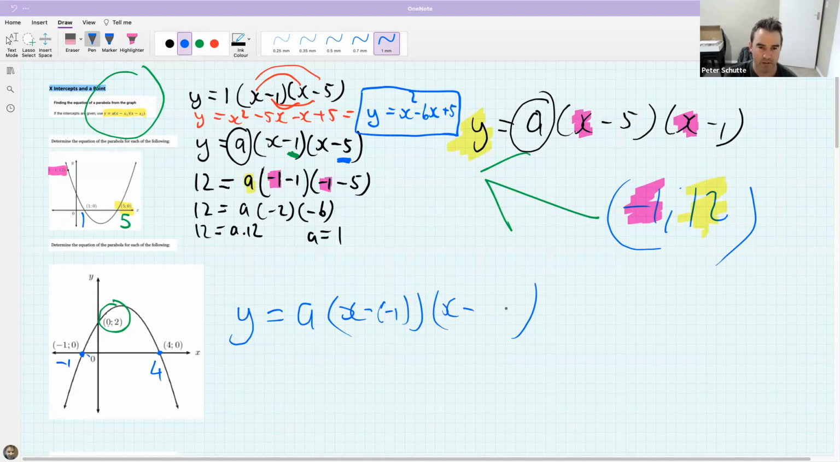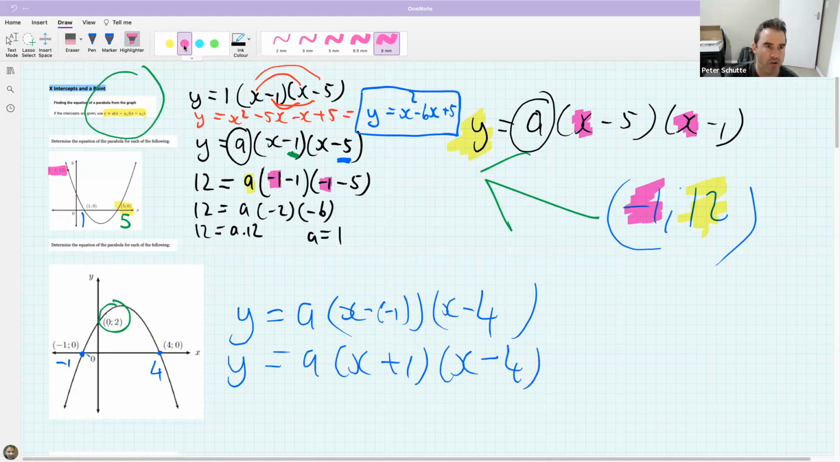X minus 4. Perfect. Yes. And so now we can clean this up a little bit because minus and minus is a plus. Now, what do I have to do with this 0, 2? What do I have to do with that bit there? You need to sub it into y. Perfect. Yes. So this is 2.